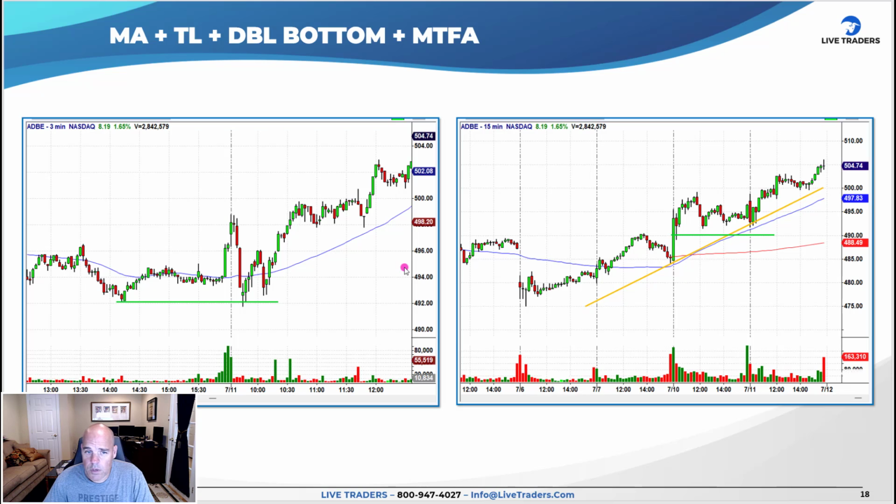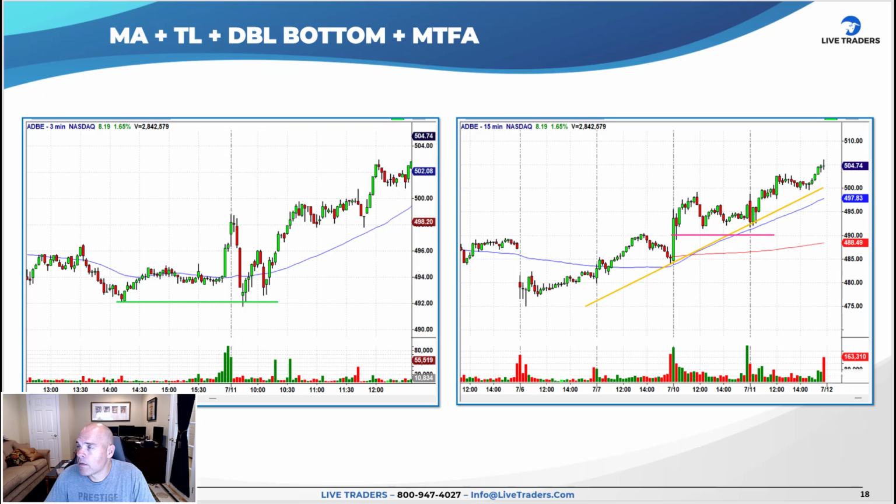Adobe. You guys remember Adobe from yesterday? Some people thought my head was messed up. Well, I'm looking at the 15 and the 3. Okay? I'm looking at the trend line on the 15-minute on the right-hand side. I'm looking at the rising moving average, and I am looking at this green line at 490. All right, can you guys see this green? Maybe I should make it pink. There, a little easier to see.